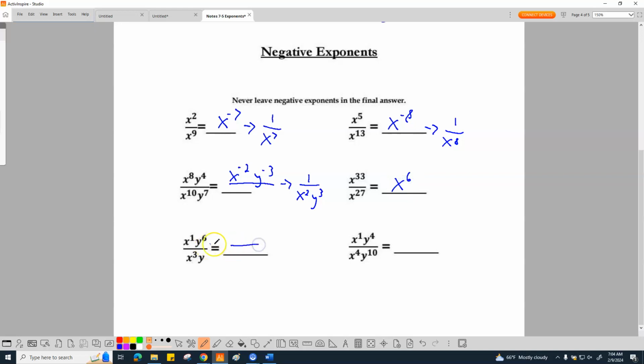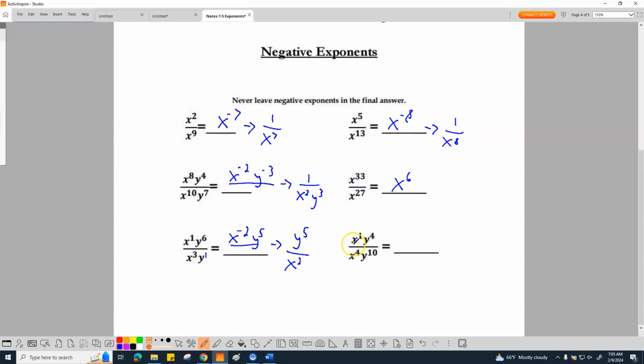Now let's see what we got here. 1 minus 3 is x to the negative 2. And then if there's no exponent here, y'all, it's a hidden 1. So 6 minus 1 is 5, so I have y to the 5. Now the y can stay, but the negative 2 needs to be moved down, and the entire x goes with it. And it looks like this.